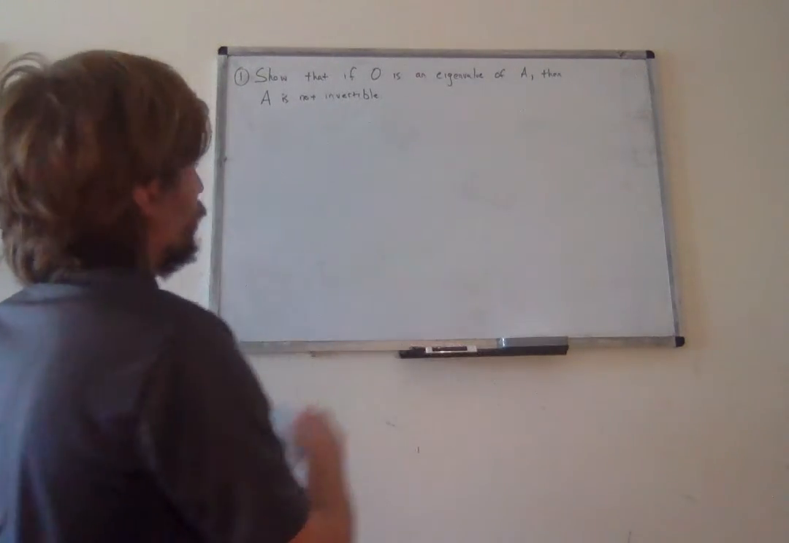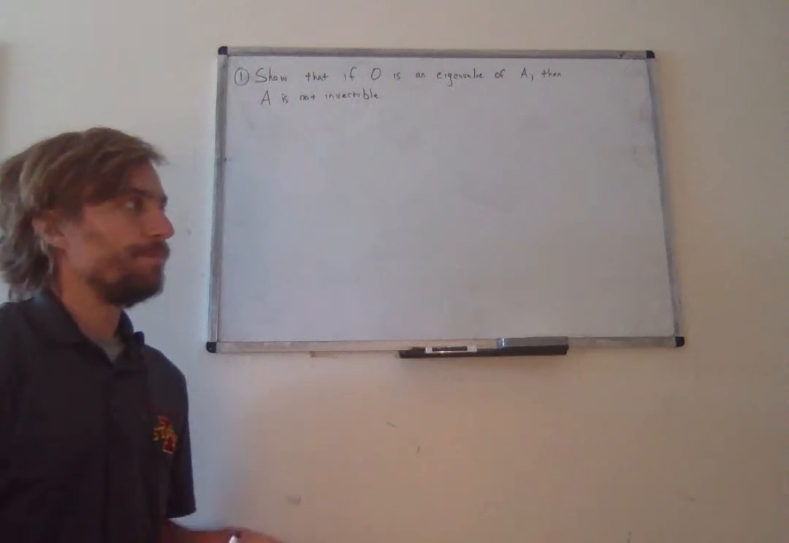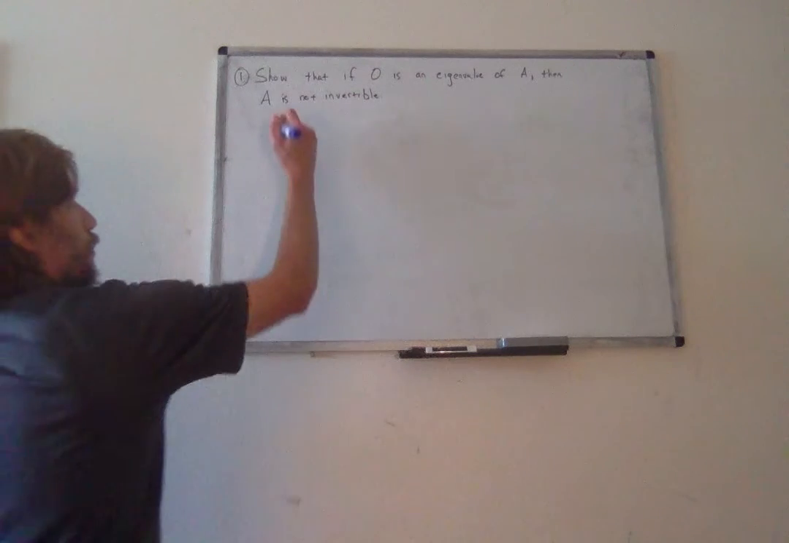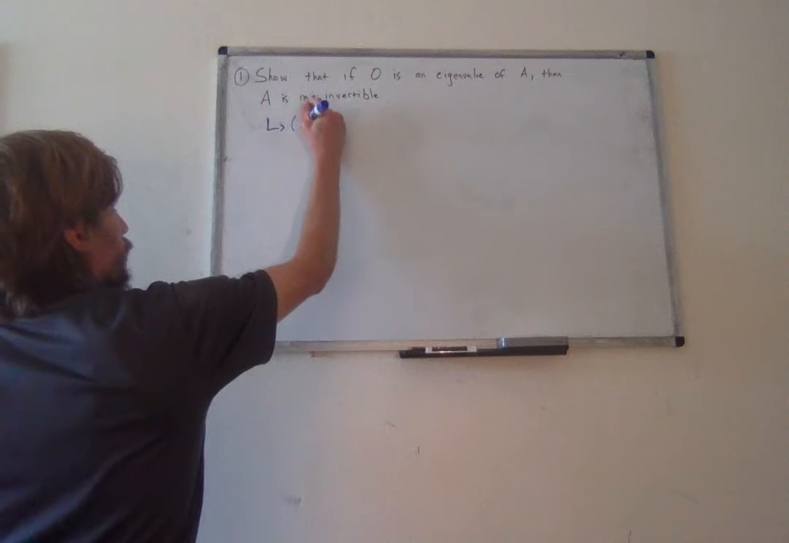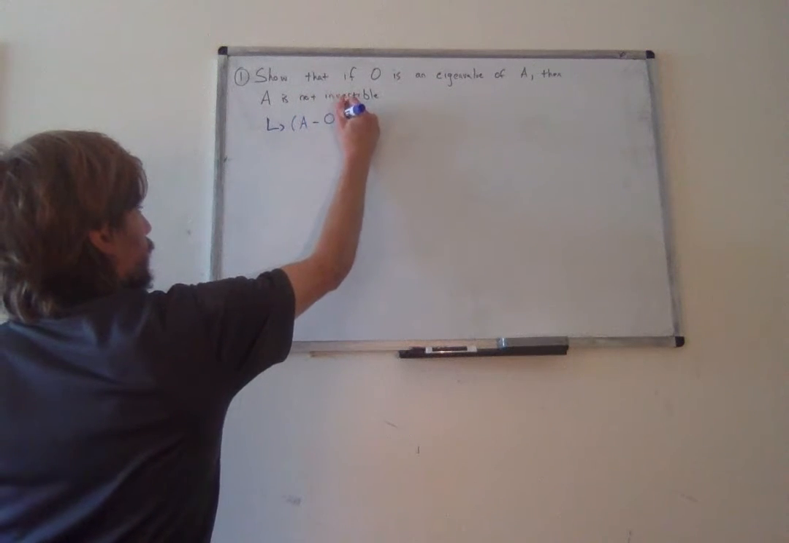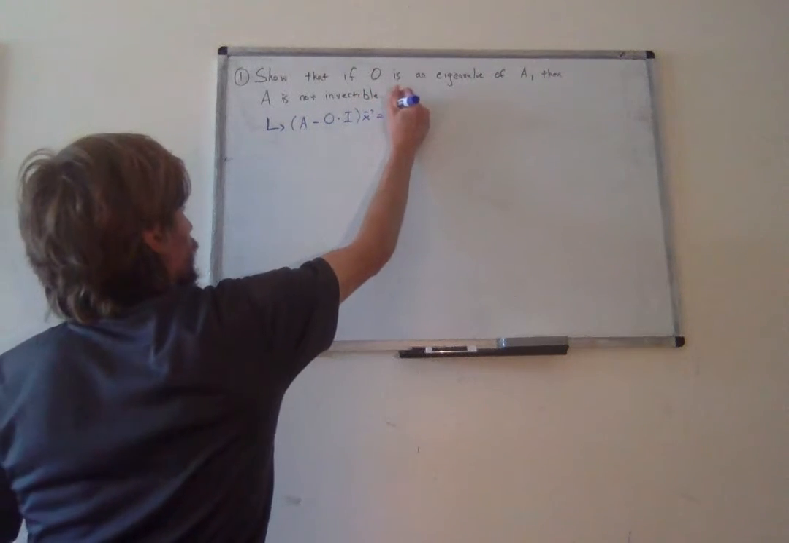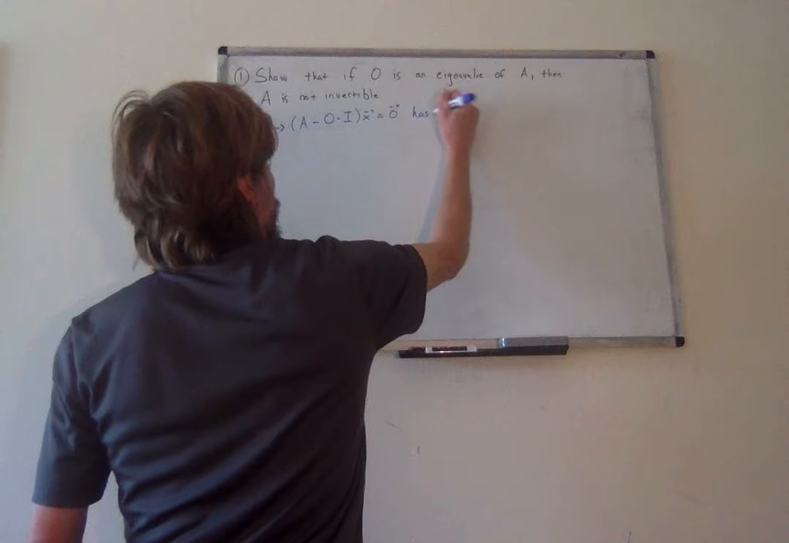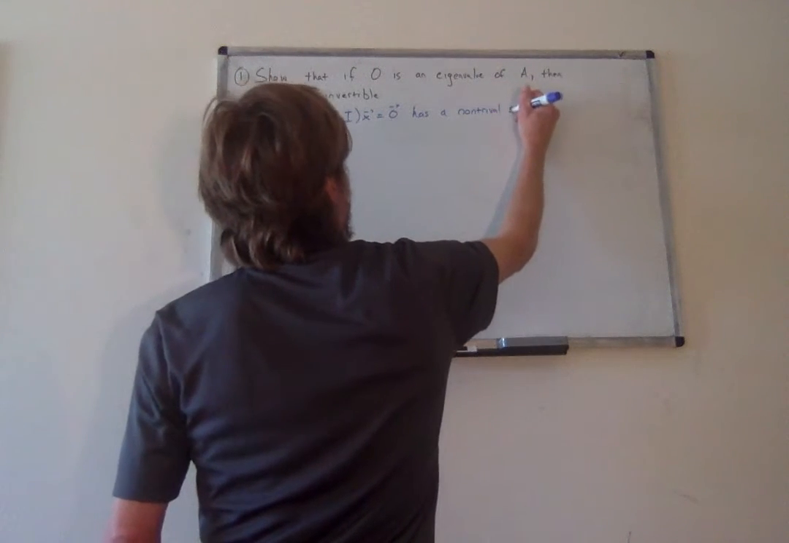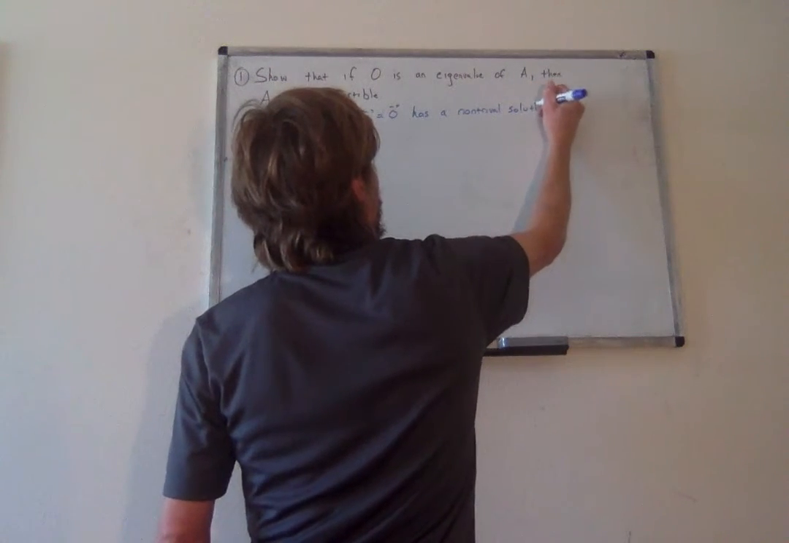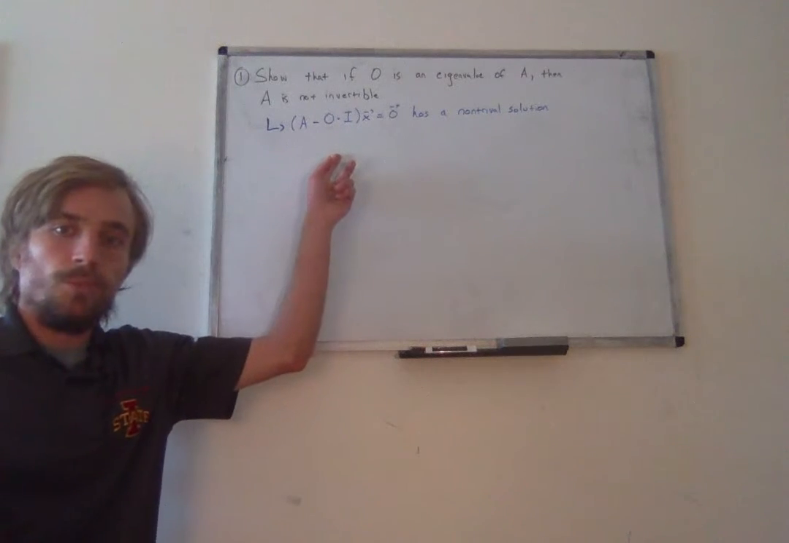All right, so I want to show that if 0 is an eigenvalue of A, then A is not invertible. Okay, so let's suppose that 0 is an eigenvalue of A. So notice that implies that this matrix equation has a non-trivial solution. What is this matrix equation?